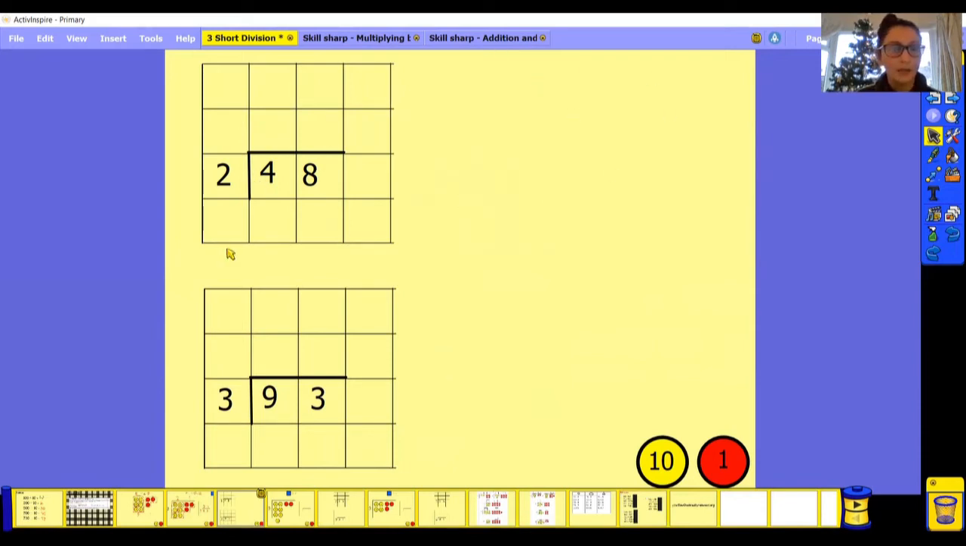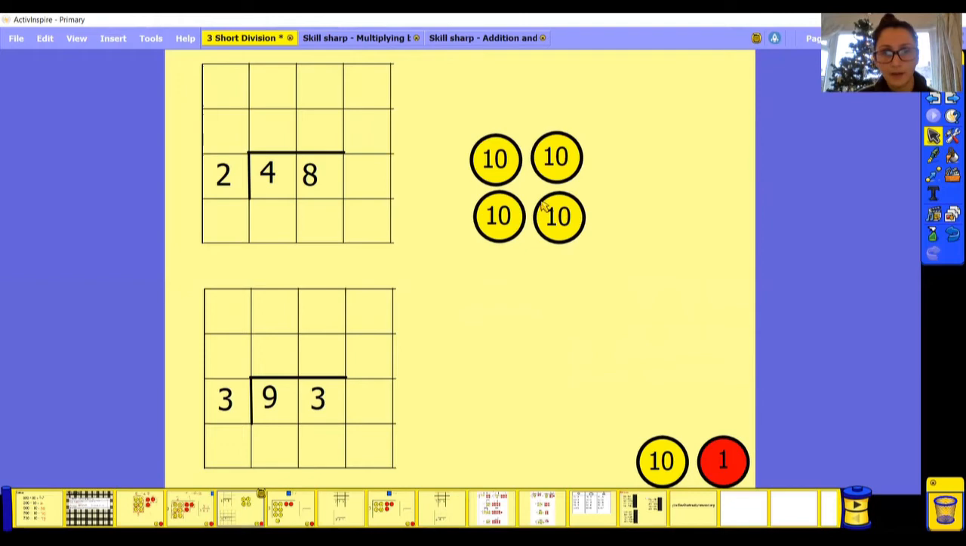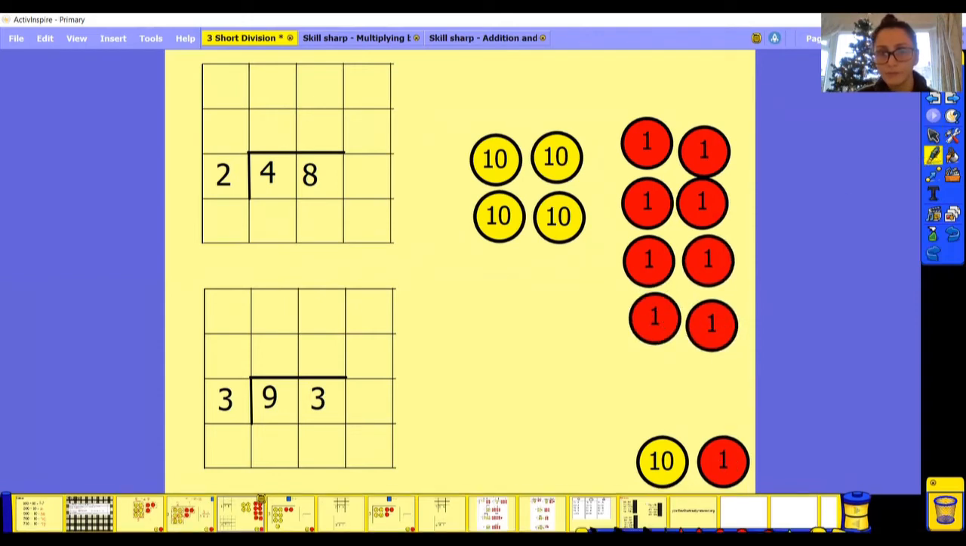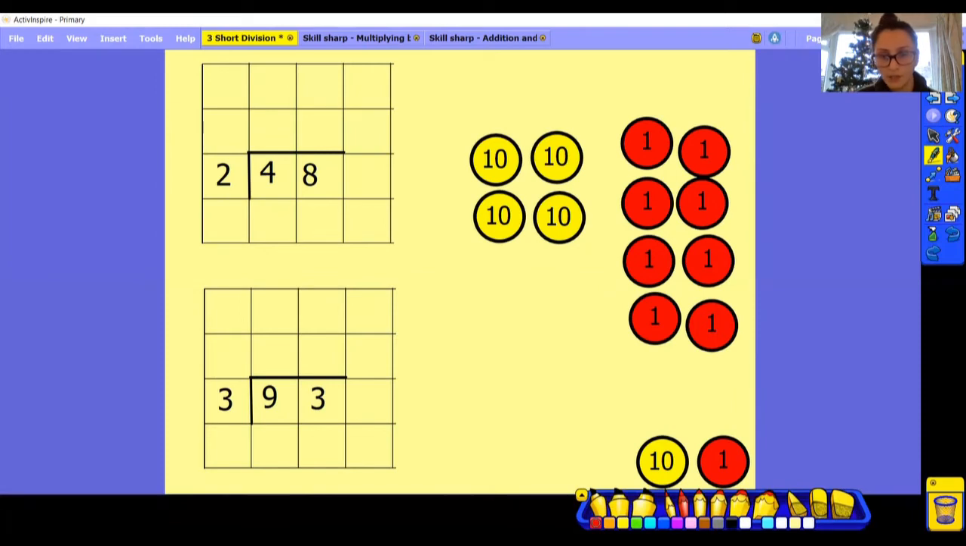Okay, so here we've got 48 divided by 2. So if I wanted to, I'm going to get my tens. How many tens will I need? Well done if you said 4 tens. And how many ones will I need? Yes, I will need 8 ones. So 1, 2, 3, 4, 5, 6, 7, 8. Just going to change the colour of this actually.